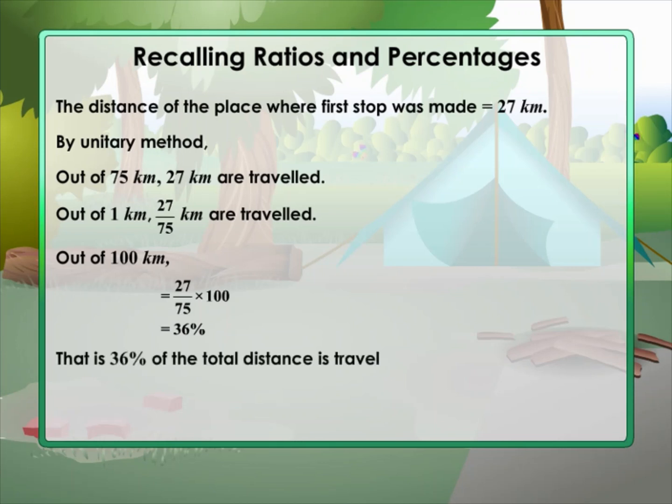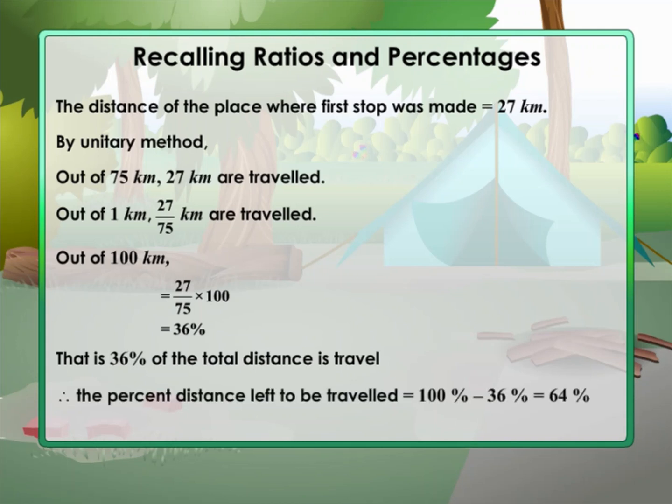Distance from the school of the place where they stopped was 36% of the total distance they had to travel. Therefore, the percent distance left to be traveled is 100% minus 36% equal to 64%.